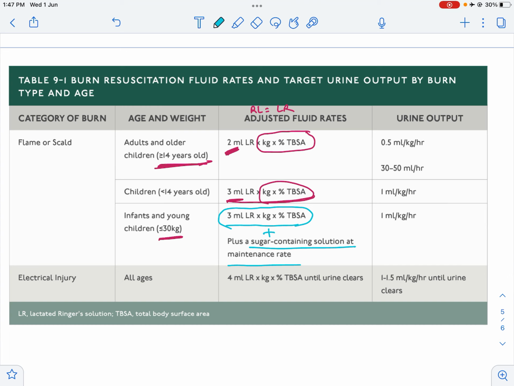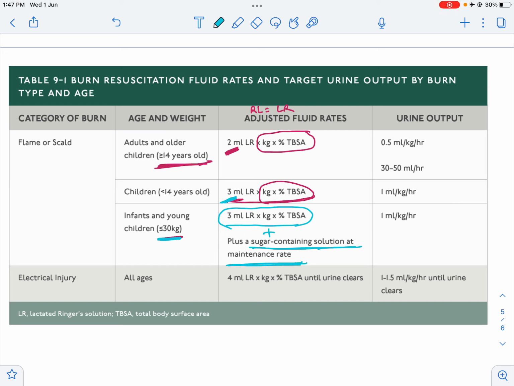Okay, so just to recap, for more than 14 years old, it is 2 into kg into percentage of burns. In less than 14 years, the number is 3. But if it is less than 14 and the child weighs less than 30 kgs, you will give a maintenance solution. So this is about the fluid resuscitation. Now, whenever you are giving fluids, you have to bear in mind that you are not giving less fluids, but it is also vitally important that you are not giving more fluids. You are not over resuscitating the patient.